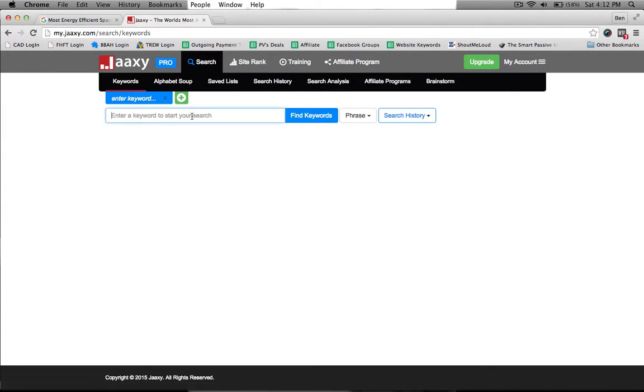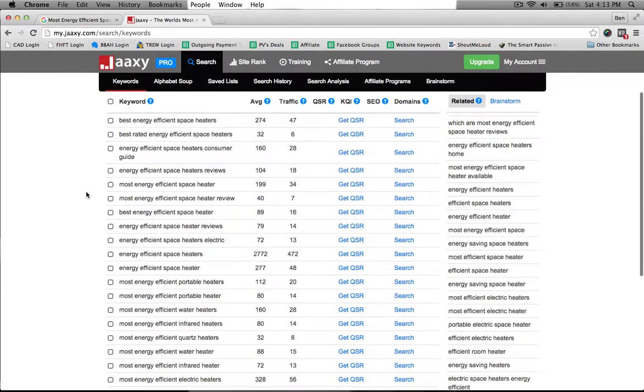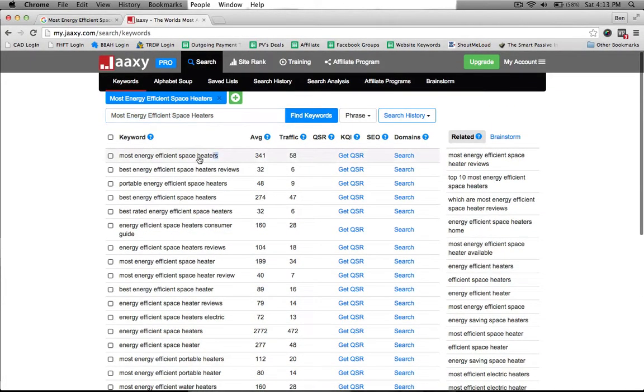So I'm just going to start with that same keyword tool. Let's see, we did most energy efficient space heaters. All right, let's see what the results of this look like. Maybe this won't take too long for the search to come back. All right, just about there. Okay. So I typed in most energy efficient space heaters up here, and what it gave me is the results of that term, which is this top one here, and also a lot of similar ones.